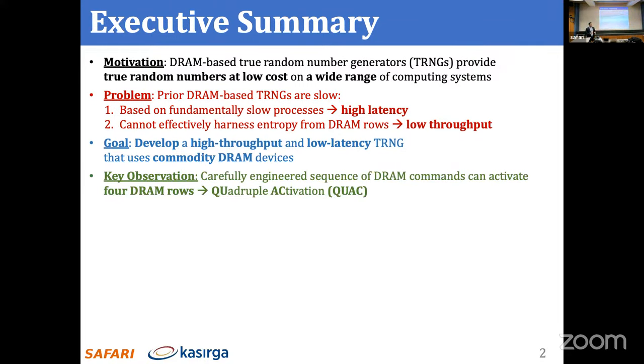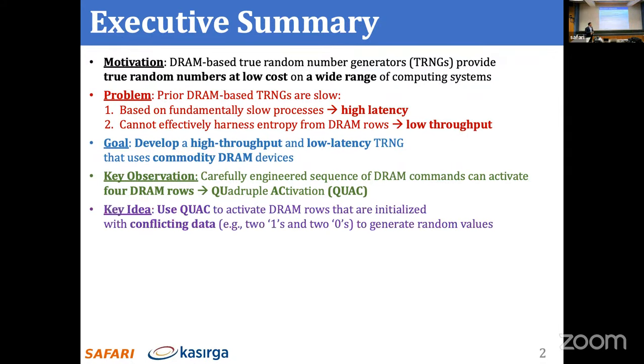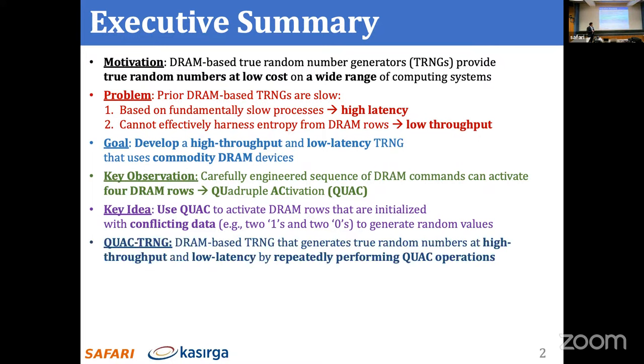And we make a key observation. We see that a carefully engineered sequence of DRAM commands can activate four DRAM rows at the same time in real DRAM chips. And our key idea is to use these quadruple activation operations to simultaneously activate rows that are initialized with conflicting data, that means ones and zeros, to generate random values. And we developed QUAC-TRNG. It's a DRAM-based random number generator that is based on these QUAC operations. It applies these operations repeatedly to generate random numbers at low latency and high throughput.